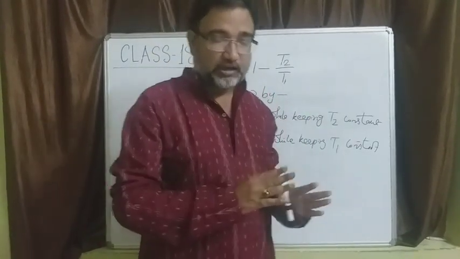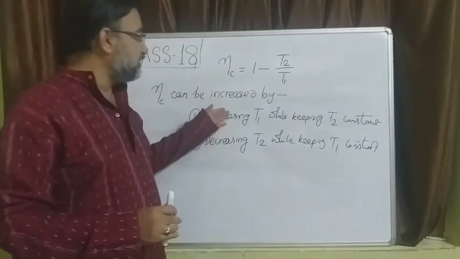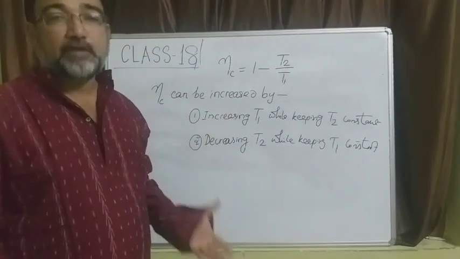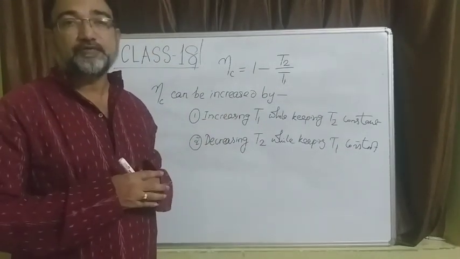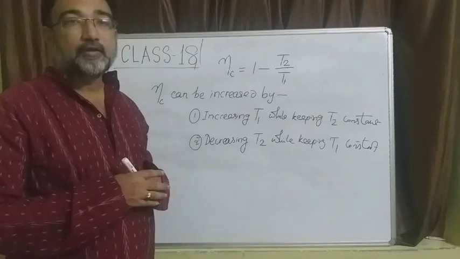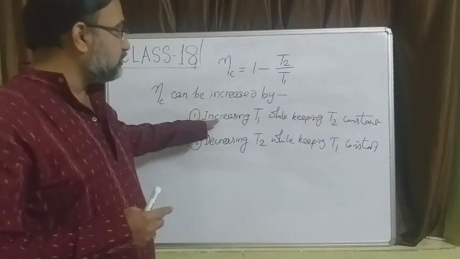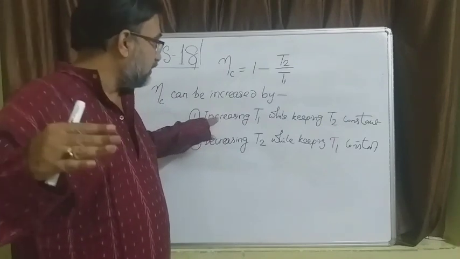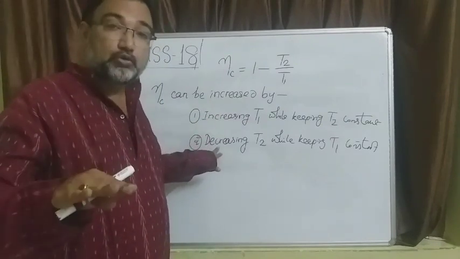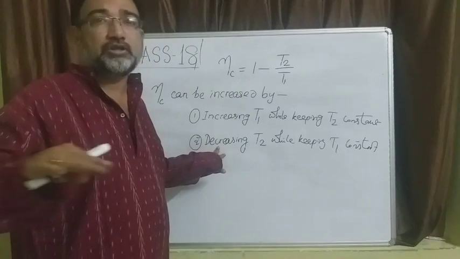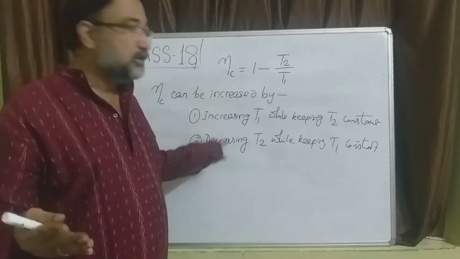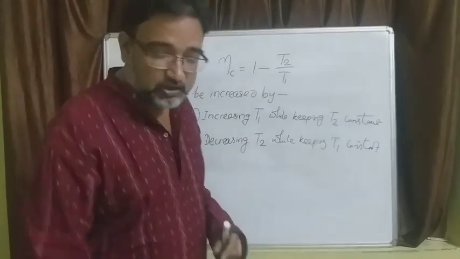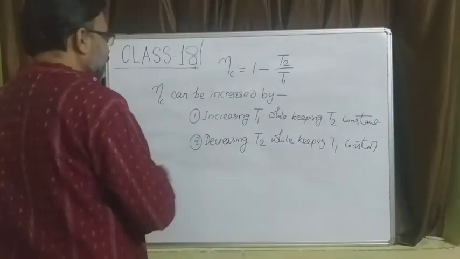The question now is that which of the two ways is a more effective way of improving Carnot cycle efficiency? Meaning, if you increase T1, the improvement in Carnot cycle efficiency will be more, or if you decrease T2 while keeping T1 constant, the Carnot cycle efficiency will be more. So you have to strike a comparison between these two. Alright. So how can you do that?